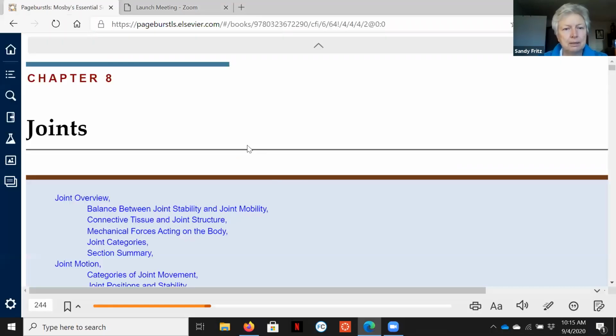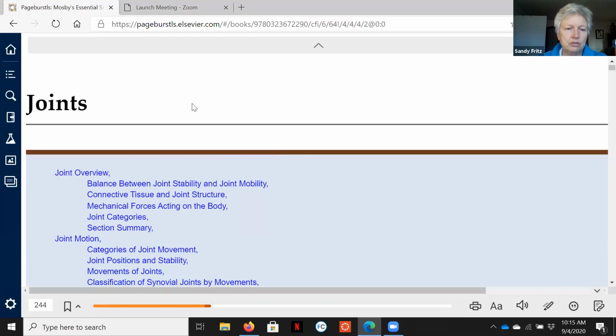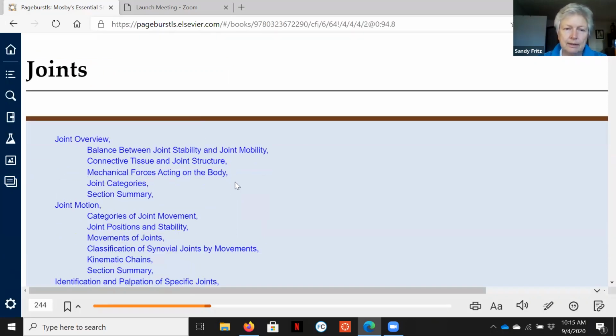Okay, here we go. Share screen, open it up, and there we are, joints. Ta-da! So in this chapter, first we're going to have a general idea of how they work. So there isn't necessarily memorization here, except when we get to this joint category area. These various terms that are used to describe various types of joints often shows up on that MBLEX exam.